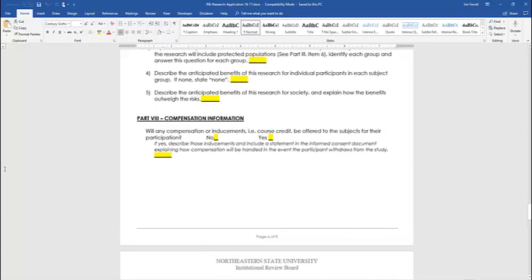Okay. And finally, number 7, the last piece here is compensation information. Will any compensation or inducements, course credits, be offered to the subjects for their participation? Most of the time, no. Sometimes, yes. We do have some that award a gift certificate or something. If yes, describe those inducements and include a statement in the informed consent document explaining how compensation will be handled in the event the participant withdraws from the study.